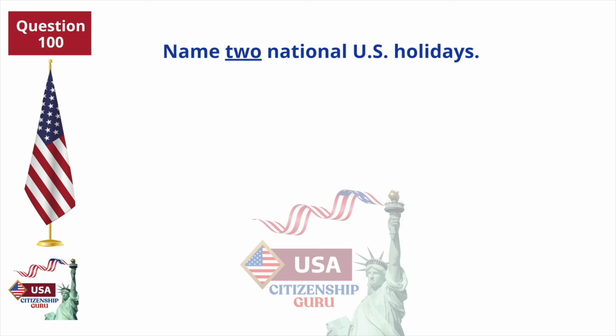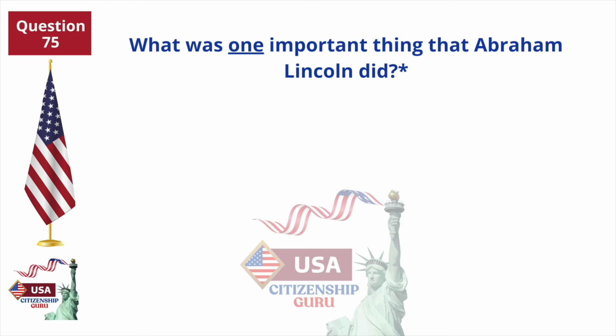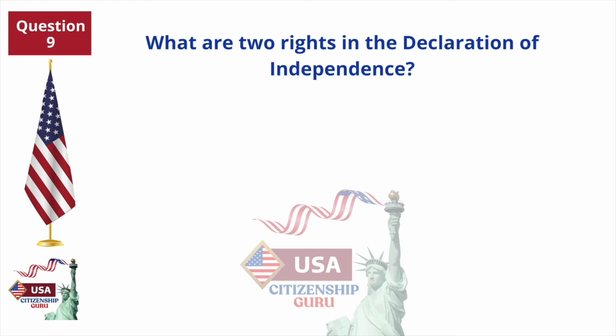Name two national U.S. holidays. Thanksgiving Day. New Year's Day. What was one important thing that Abraham Lincoln did? Freed the slaves. What are two rights in the Declaration of Independence? Life, liberty.